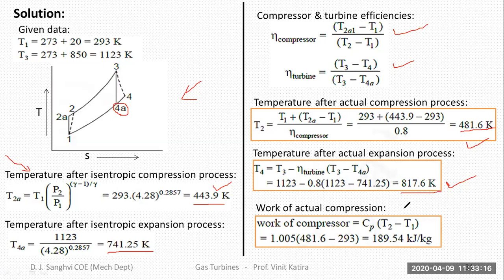Next we can find the work of actual compression, which is equal to Cp into the temperature difference, that is Cp into T2 minus T1. You should be getting around 189.5 kilojoule per kg.